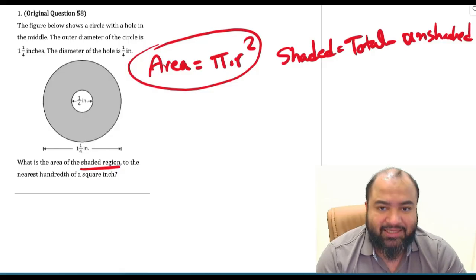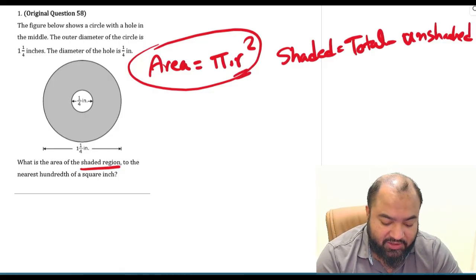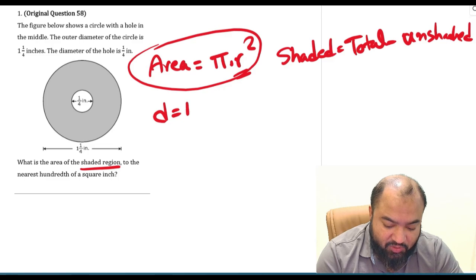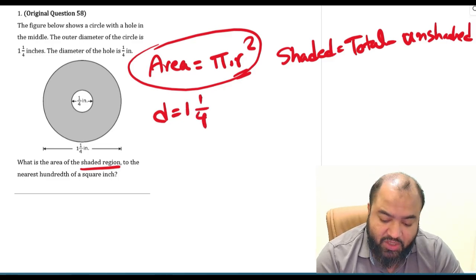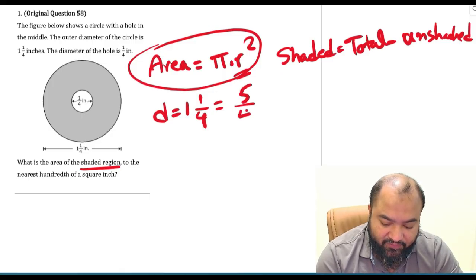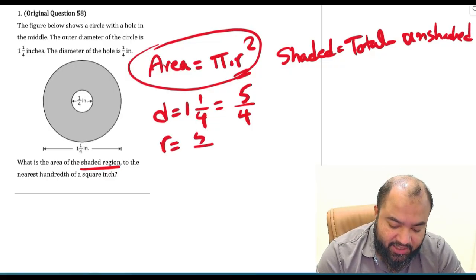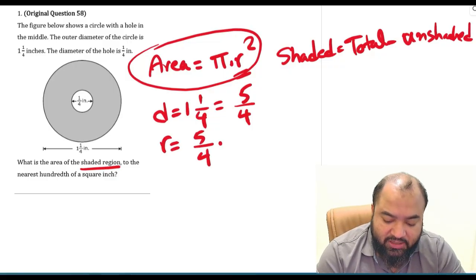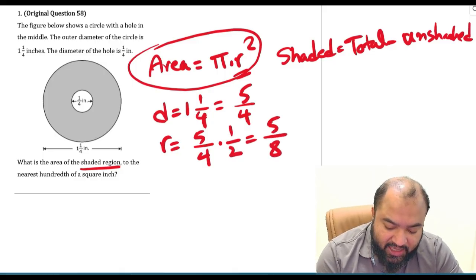So let's find the total area, which is the big circle. What is the radius of the big circle? We don't know. We know the diameter is 1 1/4. Radius will be half the diameter. So I'm going to write it as an improper fraction first. 4 times 1/4 plus the 1, it's 5/4. That's the diameter. To find the radius, it has to be divided by 2 or times it by half. So that's 5/8.